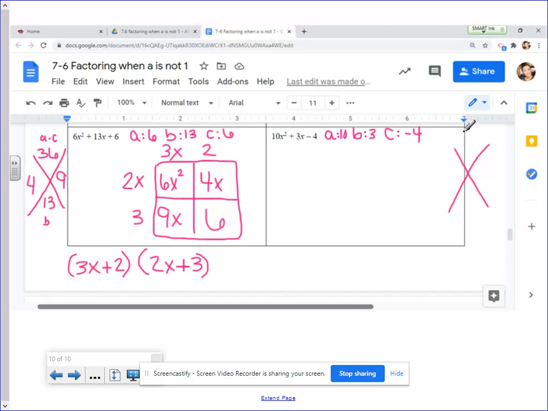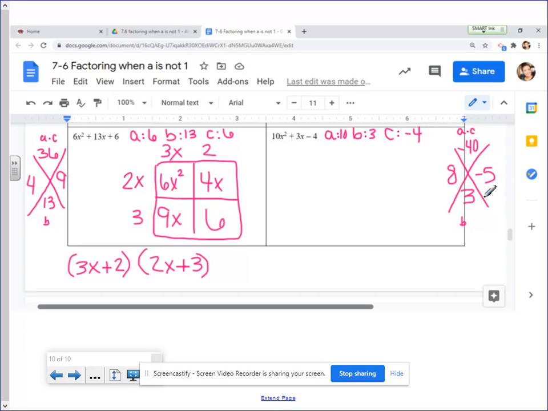So on the top of your X factor, it's going to be A times C. So 10 times -4, which is -40, like you said. And then B is the bottom one, which is 3. We're looking for something that multiplies to give you -40 and adds to give you 3. 8 and -5.